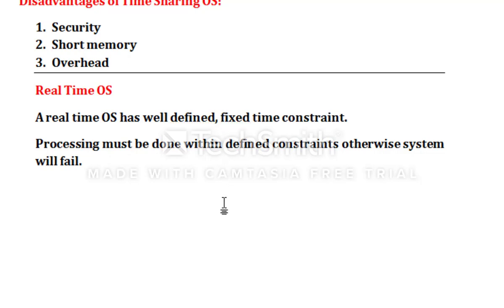Sometimes, depending on what kind of execution or response we want, we need a quick response from the system. We give the input and at the same time we desire the output. The correct output, the correct result within the time constraint, is a very major concern in some cases. In that case the real time operating system is used.